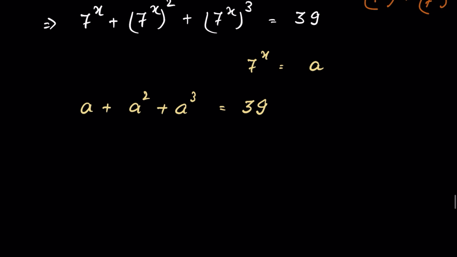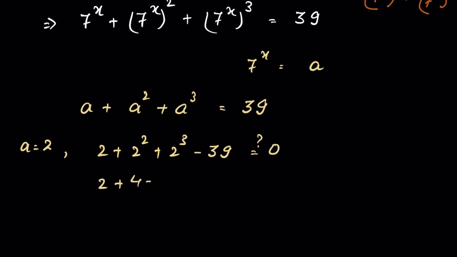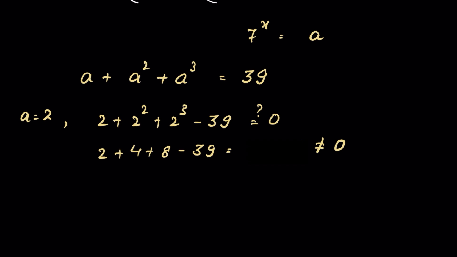Now let's check. If a equals 2, then 2 plus 2 square plus 2 cube minus 39, is it equal to 0 or not? So it is 2 plus 4 plus 8 minus 39, so not equal to 0. A equals 2 is not a solution.